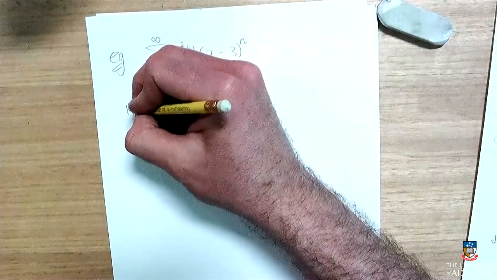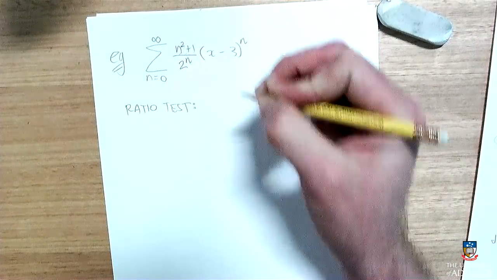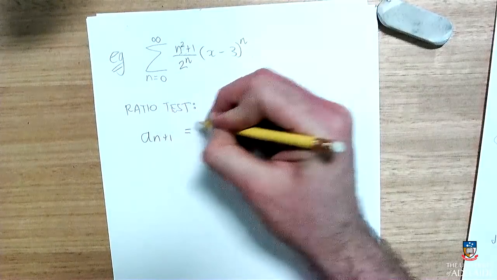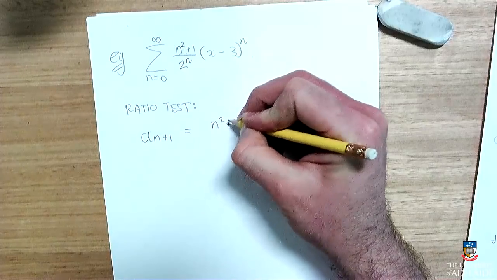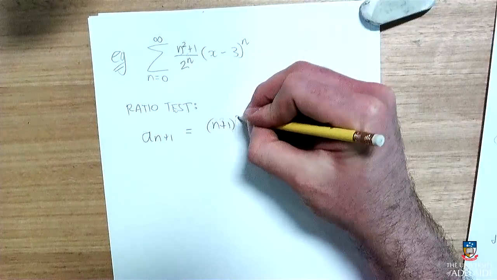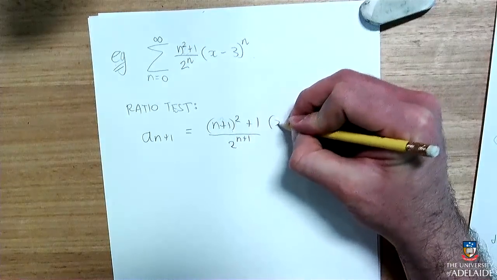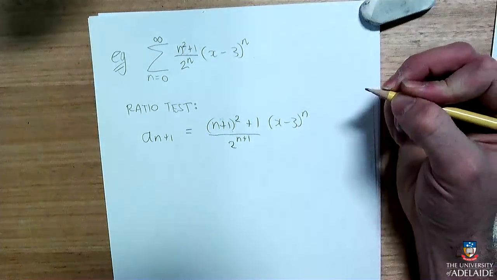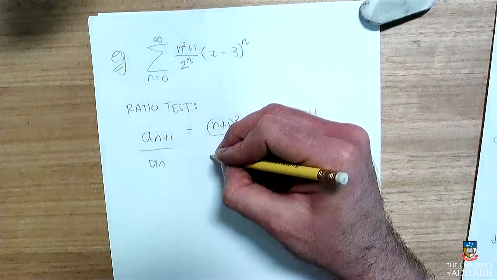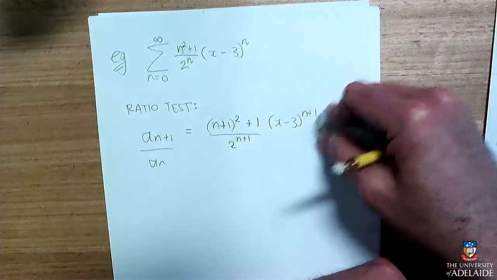Okay, let's do our ratio test. So I'm putting n plus 1 into the formula instead of n. And then I'll divide by a_n. Oh, that's too hard for me to do in my head.